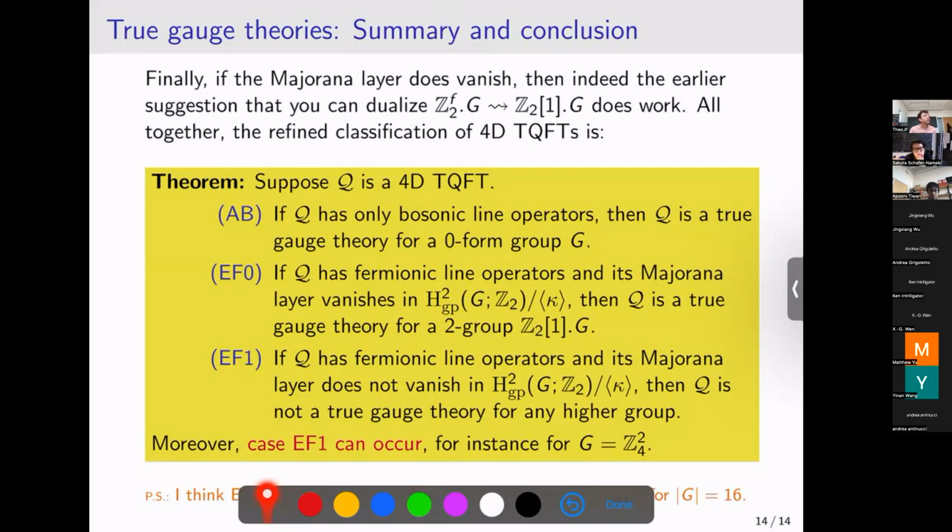So what I showed was that in dimension 4, any higher form, any two-group gauge theory, if it is a true gauge theory, then it's either of class AB or of class CF0. And therefore has such a description, but that's not the method of proof. Okay.